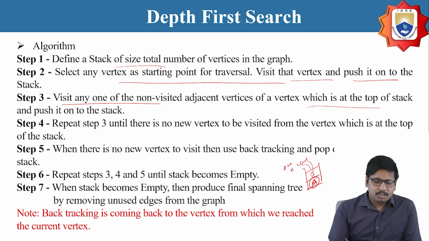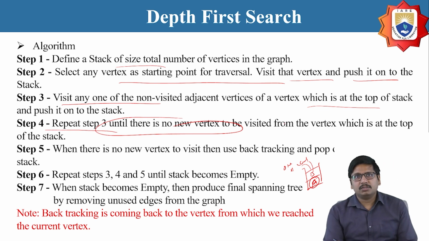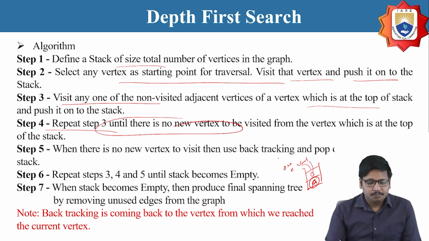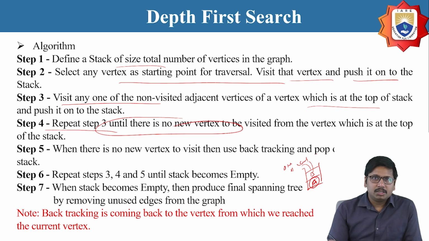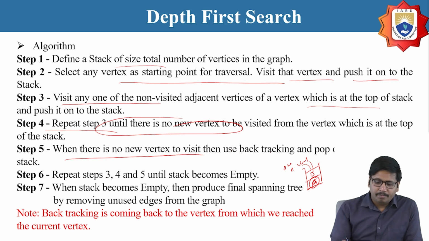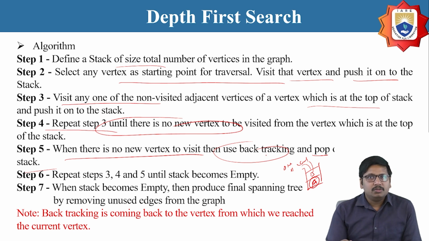And we have to repeat step 3 until no new vertex is going to be visited from the vertex which is at the top of the stack. Whenever there is no new vertex to visit, then you have to apply backtracking and pop out the stack.